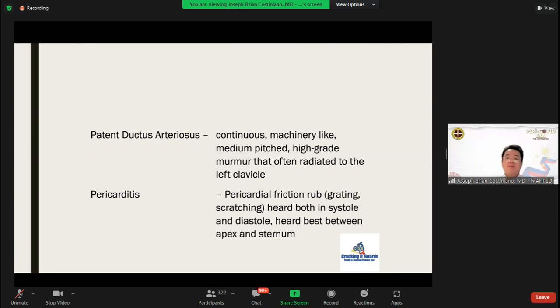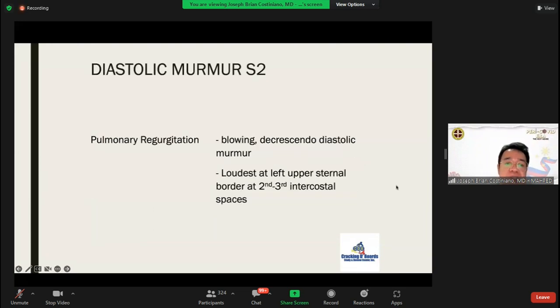Pag PDA, nako, kung hindi nyo pa masagot yung PDA, ha? Diyos ko. Pag PDA, machine-like, high-grade murmur. Pero ito yung kicker, radiating to the left clavicle. Yan yung PDA. Radiates to the left clavicle. When you talk about pericarditis, friction rub siya, scratching. And the friction rub, grating scratching, is heard both in your systole and diastole. Okay? And heard best between your apex and your sternum.